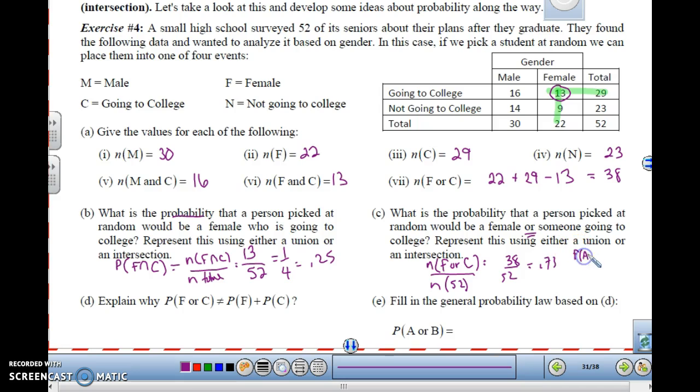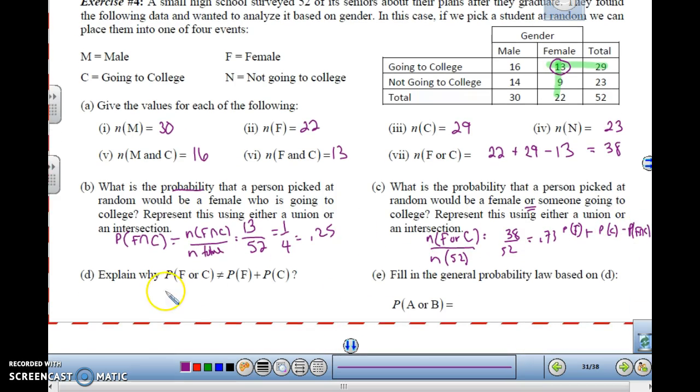P of F or N, the probability of getting female plus college minus female and college. So we have to subtract out the intersection. So to do that, it would be 38 out of 52. All right, so you have to do the and the or.